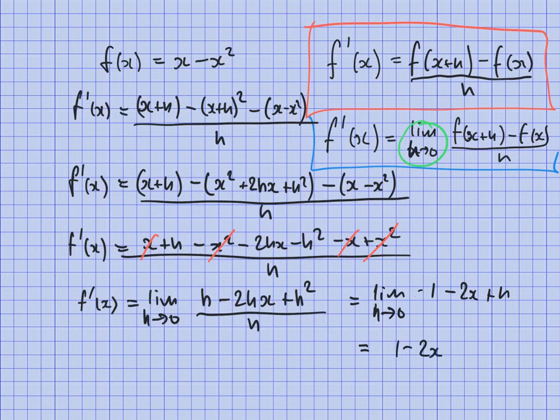Now, that's dy by dx. That's the formula for the gradient. We were asked to check that when x equals 3, the gradient is minus 5. So we say if x equals 3, f dashed of x equals 1 minus 6, which is minus 5, which is what we thought it was, and we just need to say that. Okay, sorry that's a little bit messy, but I hope that helps.